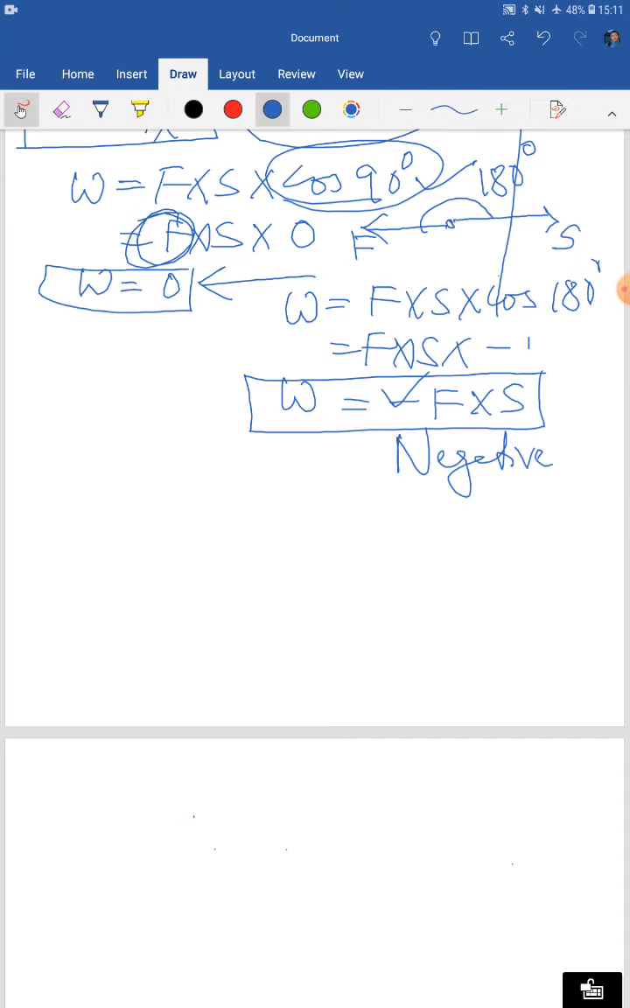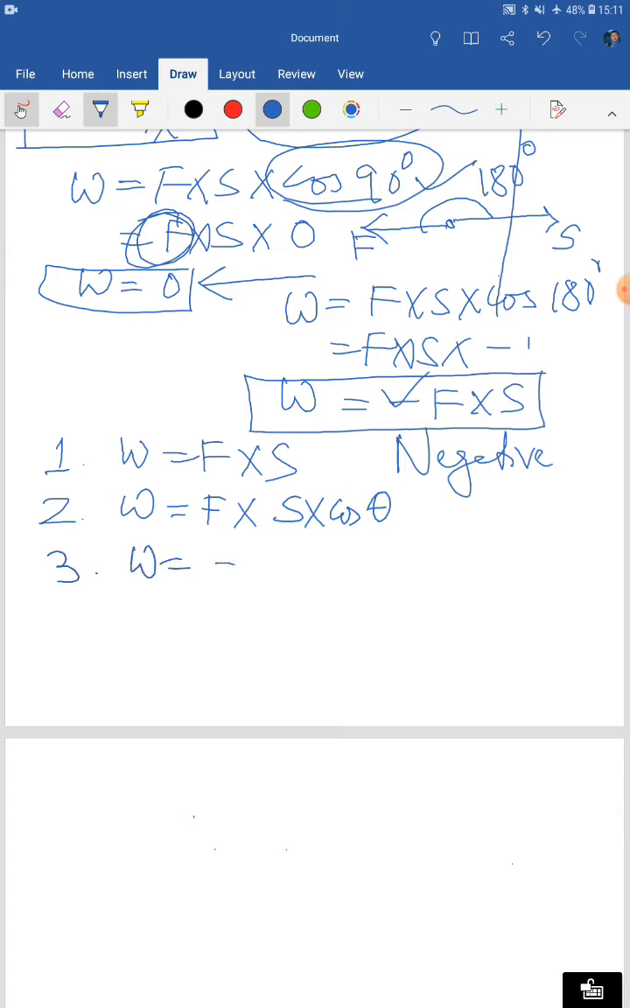Alright, so here I got number 1: W equals F into S. Number 2: W equals F into S into cos of theta. And I got W equals minus F into S. These were the three equations I got.